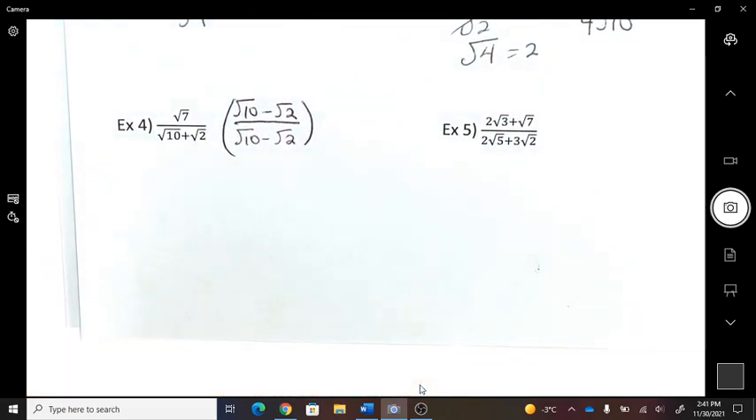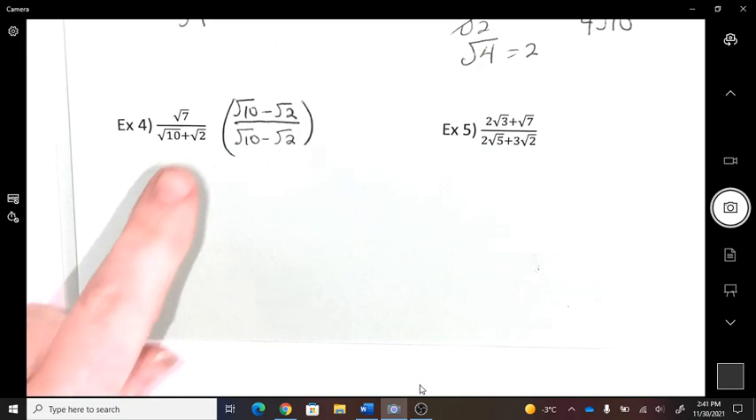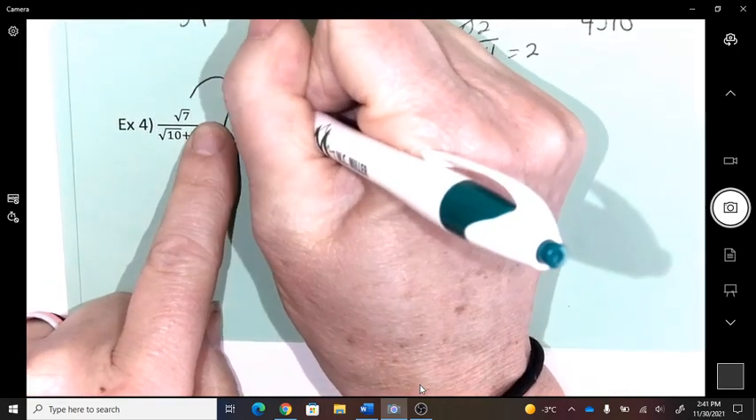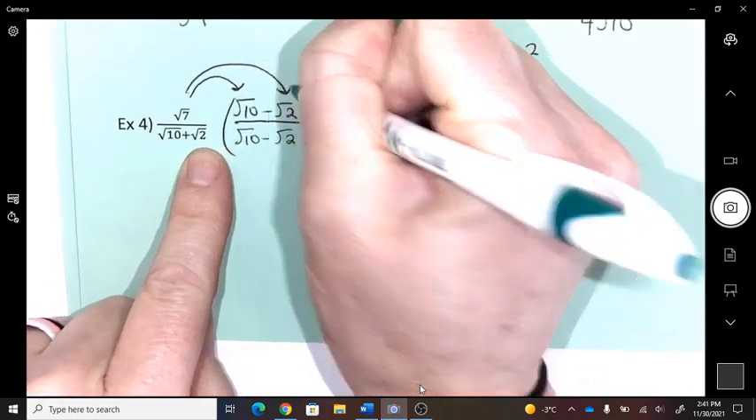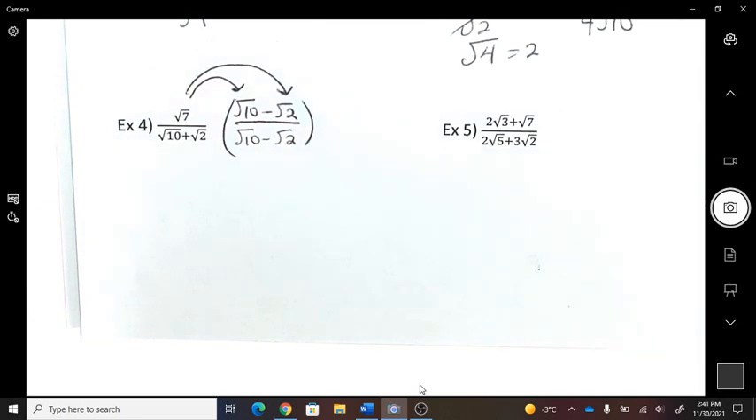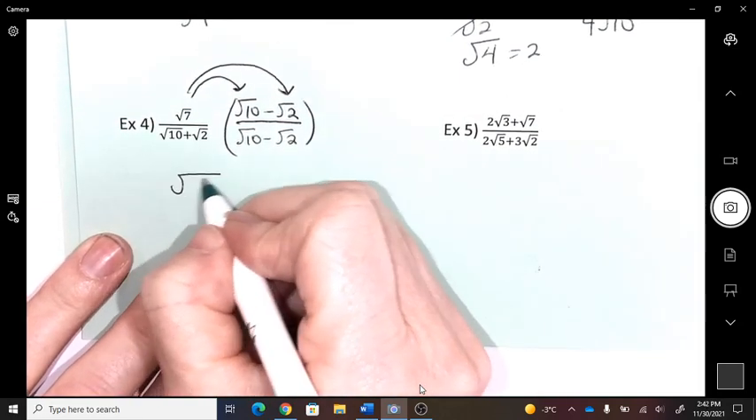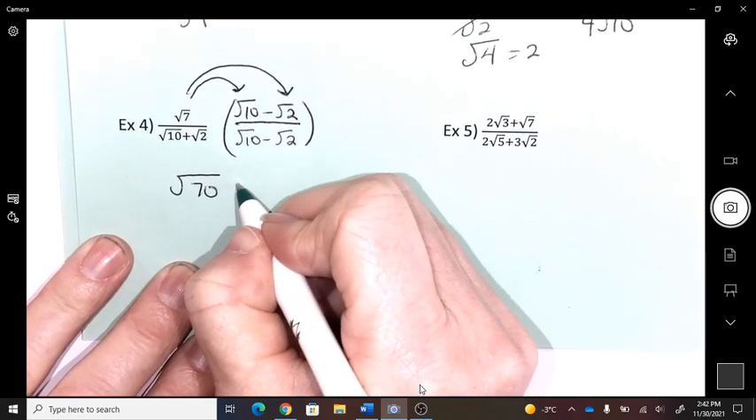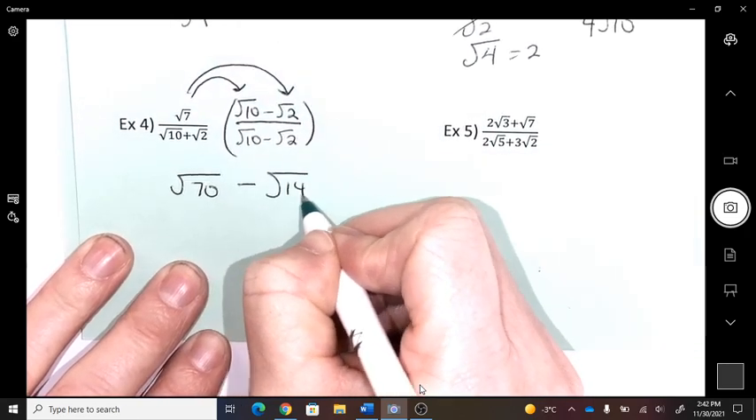Whatever we're doing on the bottom, we're doing to the top. So on the top, we're going to need to multiply like this on the top, right? That would cause a distribution. We've practiced that. So root 70 minus root 14.